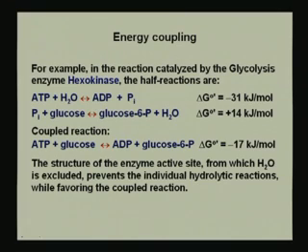Now, in the reaction catalyzed in the process of glycolysis, which we will be studying in detail when we go to the glucose breakdown, the first step in the glucose breakdown is the formation of glucose 6-phosphate. Now, the formation of glucose 6-phosphate from glucose plus Pi is a plus value of 14 kilojoules per mole.